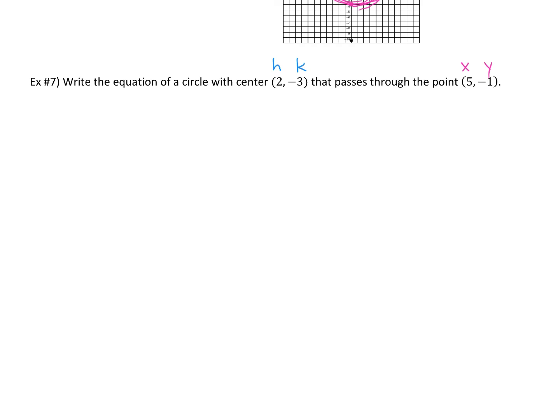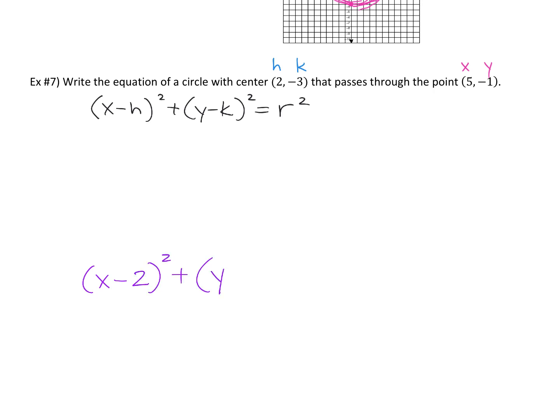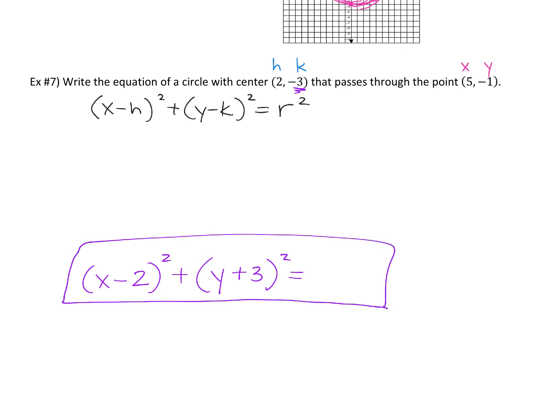So the better way to do it is consider your equation, x minus h squared. You don't need to write this right now. I'm just writing it to show you what I'm referencing, right? Here's the equation of a circle. If I were you, I would start with your answer, okay? I would make my answer x minus my h value squared plus y minus my k value, so y plus 3 squared equals my radius squared. This is my answer. What am I missing? R squared, right?